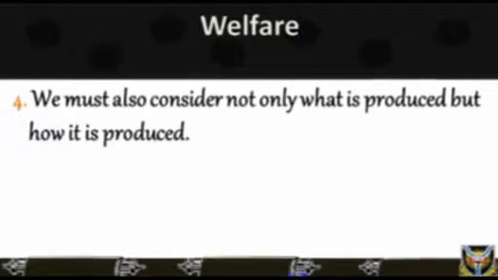4. From the welfare point of view, another problem is that we must also consider not only what is produced but how it is produced. The expansion of real national output might have raised the real cost, pain and sacrifice, and social costs in the economy. For example, increased output might have resulted from long hours of labor work and increased deterioration of the working conditions of the labor force.